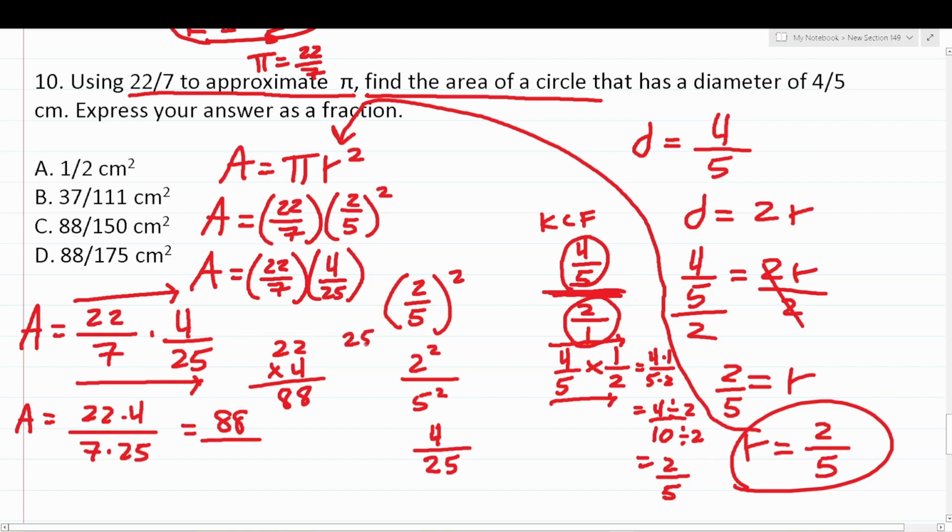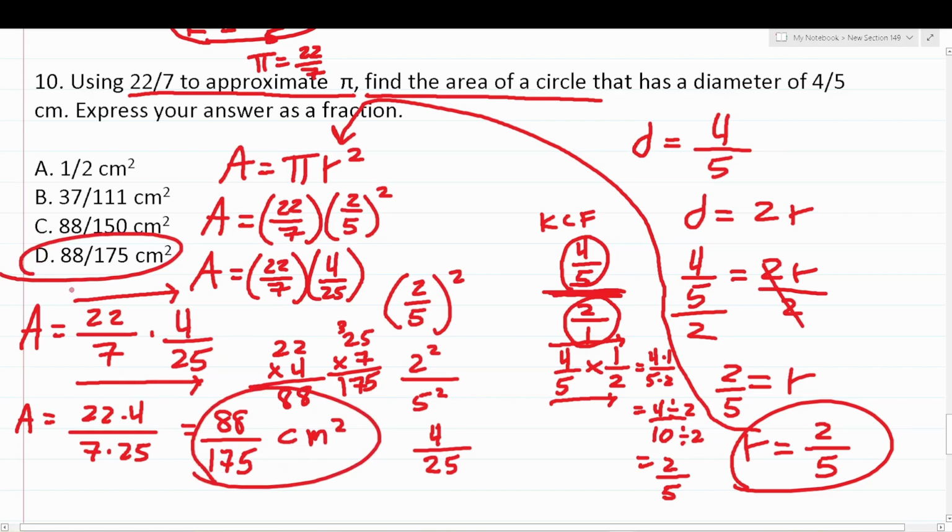And if you can't do 7 times 25 mentally, you can always do it off to the side. We have 25 times 7. 5 times 7 is 35, so drop down a 5, carry a 3. 2 times 7 is 14. Plus 3 is 14, 15, 16, 17. So this is 88 over 175. And it's going to be centimeters squared since we're talking about area. So the answer to this one is D, 88 over 175 centimeters squared.